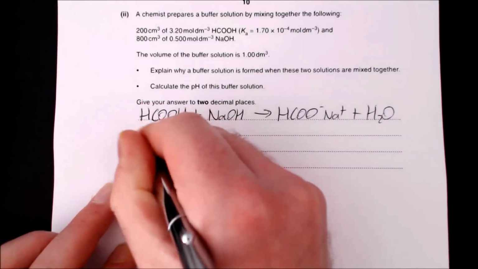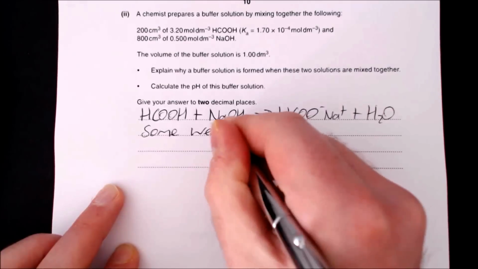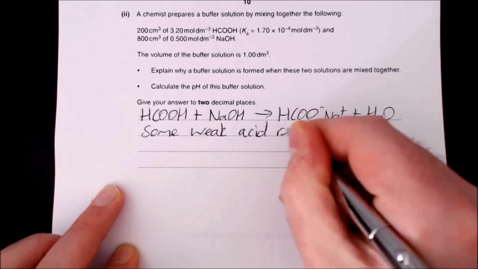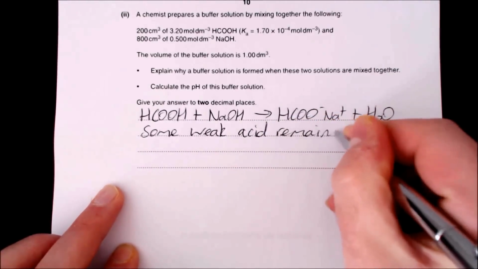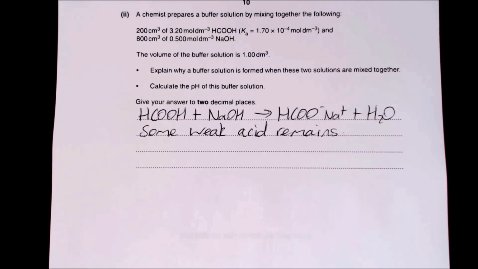So that's our next comment that we need to say, really, is some weak acid remains. And that's really important because that's exactly how you would make your buffer solution. Okay, right, so then what we need to do is we now need to work out the pH of the buffer solution. It's a big calculation this, but the best thing to do is to work out the moles of everything that we have before.